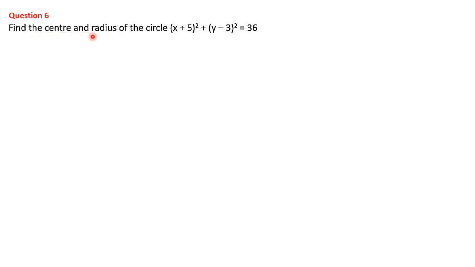Next we shall discuss question number 6. Find the center and the radius of the circle (x+5)² plus (y−3)² equal to 36. Here we are asked to find out the center and radius. Equation is given to us. Just the reverse process of the previous question. Previously we got the center and radius, then formed the equation. Now equation is there, we have to write center and radius. Quite simple question.